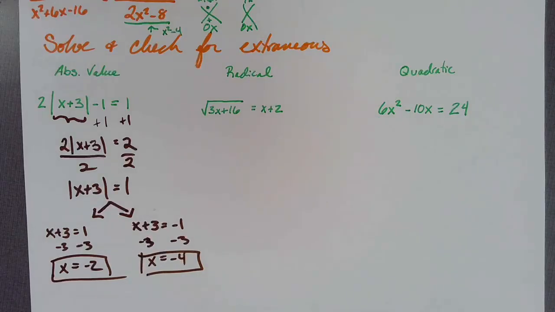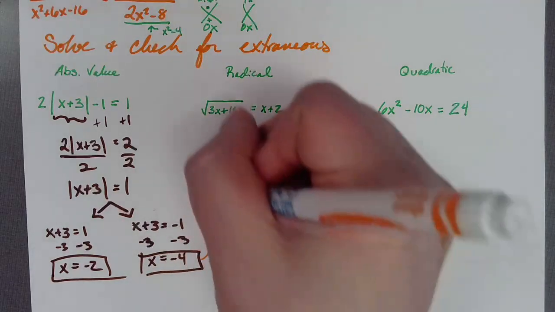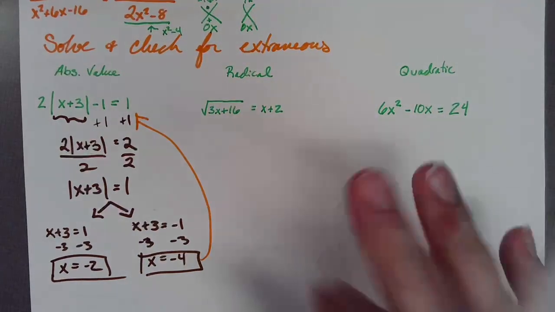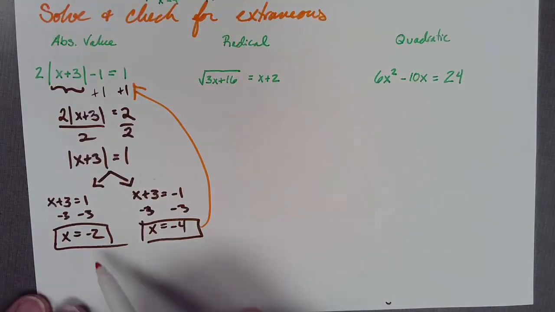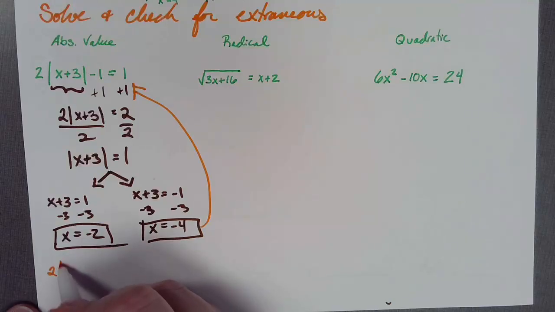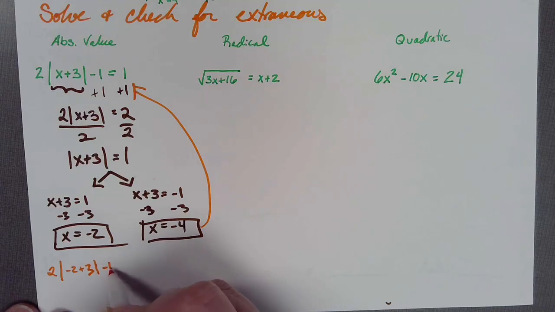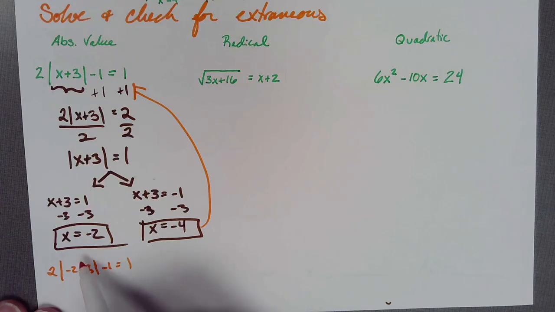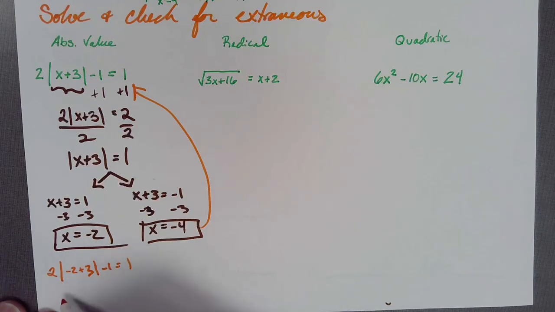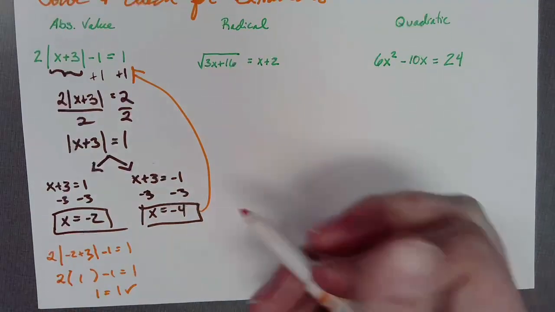Now, to check if they are extraneous, what you're going to do is plug them in one at a time back to your original equation and see, does it actually work when I plug it in? So if I plug in negative 2 up here, I get 2 times the absolute value of negative 2 plus 3, sorry, minus 1 equals 1. So in a calculator, if you wanted to, or just in your head, negative 2 plus 3 is 1. Absolute value of 1 is 1. So I have 2 times 1, 2 times 1 is 2, minus 1 is 1, so I do get 1 equals 1, which is a true statement. Then I'm going to check on the other side.